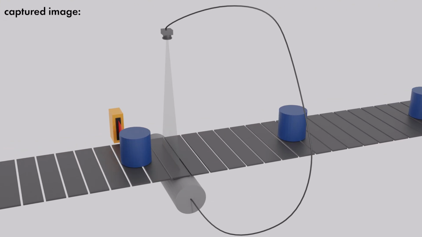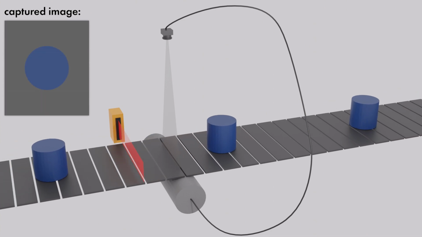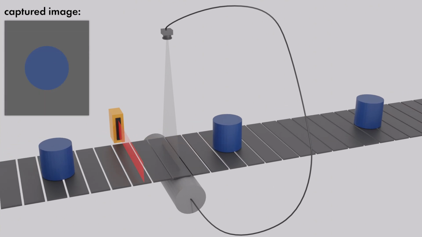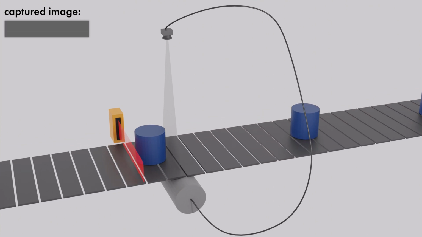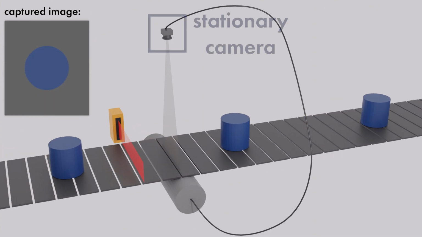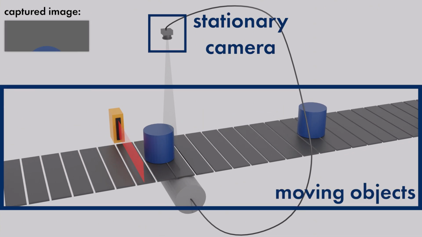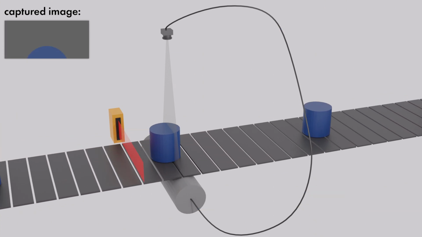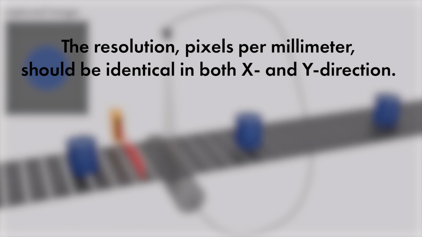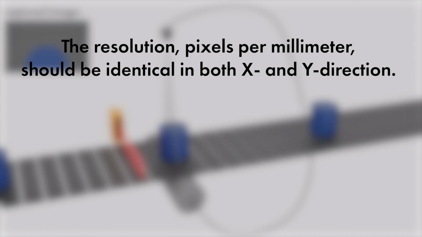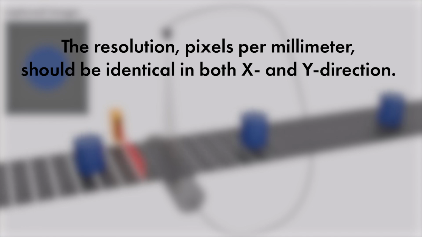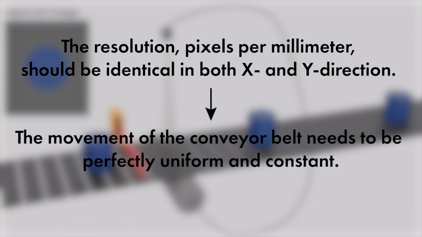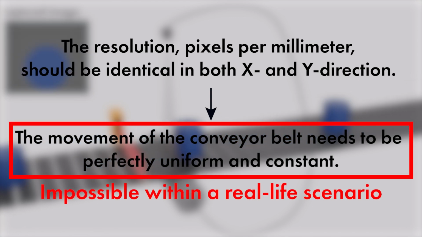One challenge inherent to line scan cameras is that to get a two-dimensional image of an object, either the camera or the object to be captured must be moved. Going back to the already shown conveyor belt application, the camera here is stationary, and the objects are moving. To achieve an ideal 2D image and to avoid distortions, the resolution, pixels per millimeter, should be identical in both X and Y direction. This directly translates to the movement of the conveyor belt needing to be perfectly uniform and constant. This is, however, impossible within a real-life scenario.